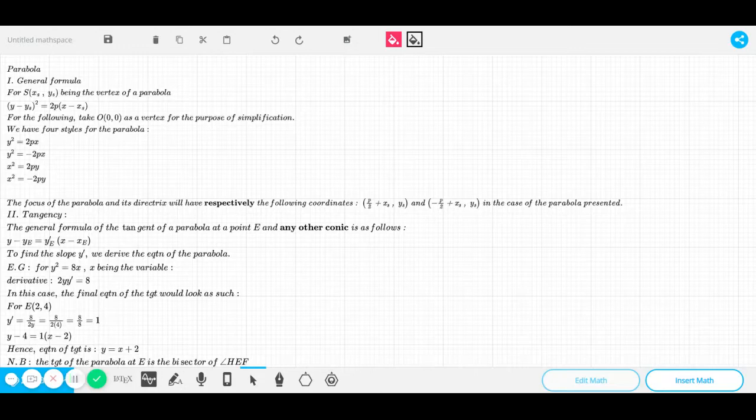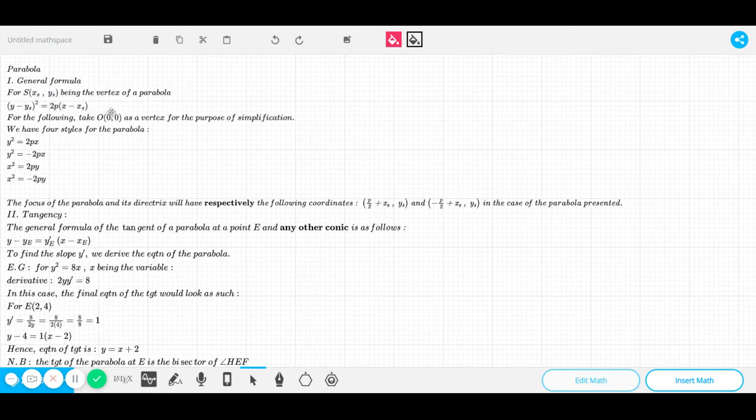In our introductory video, we had taken the vertex of the parabola as (0, 0) for the purpose of simplification, but it's not always the case. The vertex of the parabola doesn't have to be the point O of coordinates (0, 0). It might be any other point, point A of coordinates (1, 2), point B of coordinates (3, 4). So whenever we change the coordinates of the vertex, the general formula of a parabola might change. As you can see here, if S were the vertex of the parabola, S would have coordinates x of S and y of S, obviously.